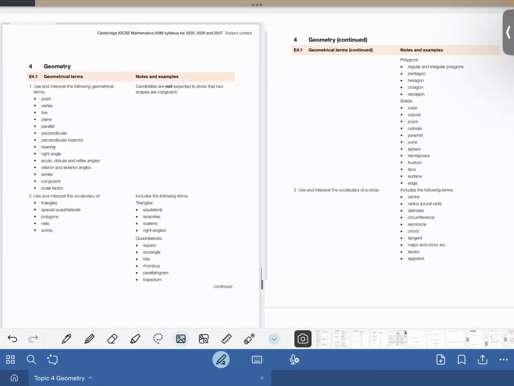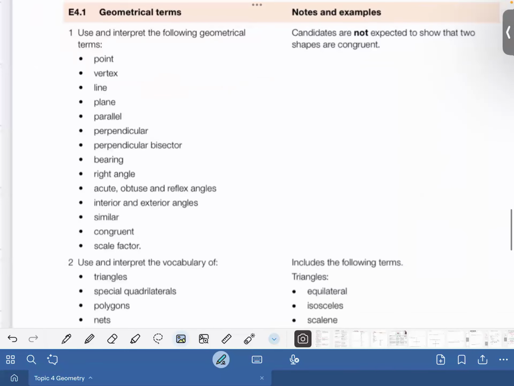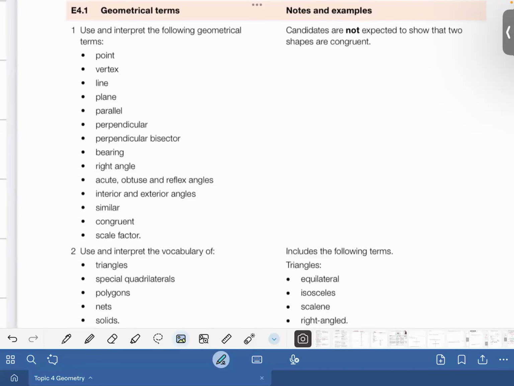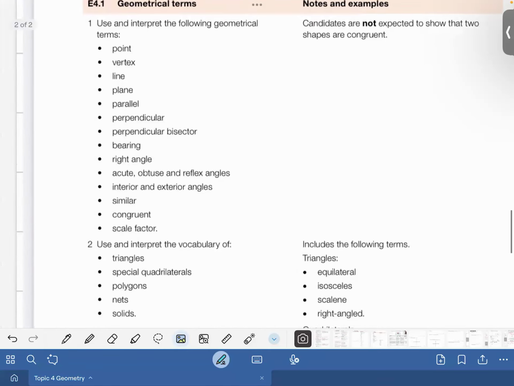You can see one thing, that this topic number 4, it involves the geometry, and geometry is what: use and interpret the following geometrical terms. After studying this chapter, you will understand what is a point, what is a vertex, what is a line, what is a plane, what is parallel, what is a perpendicular bisector, what is bearing, what is a right angle, what is acute, obtuse, and reflex angles, what is an interior and exterior angle, what is the meaning of similar and congruent, what is scale factor. They say that candidates are not expected to show that two shapes are congruent. So this is out now from the syllabus.